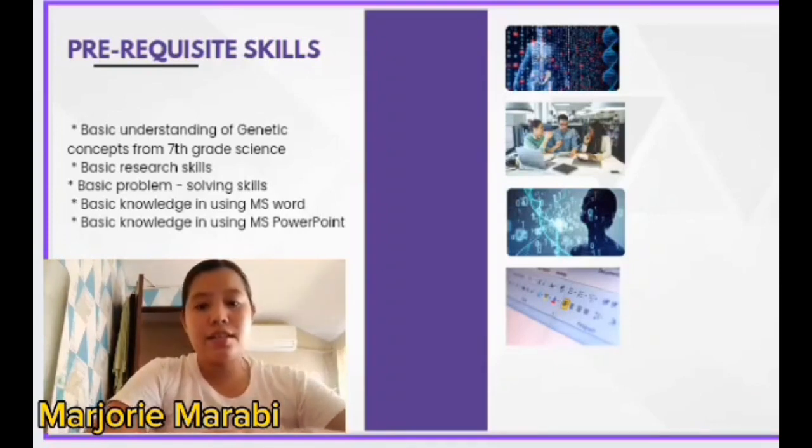Prerequisite skills. So, ang prerequisite skills, kay mao ni siya ang mga skills na dapat na mga students before sa instruction or discussions sa teachers. Like, understanding of genetic concept from grade 7 science, basic research skills, problem solving, and knowledge of using MS Word, and also knowledge in using MS PowerPoint.